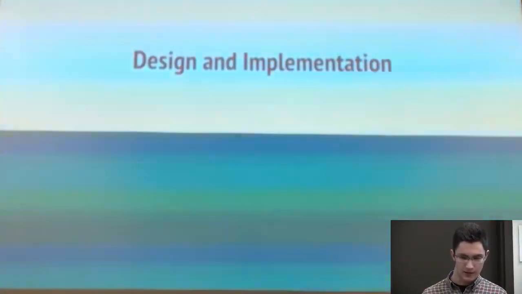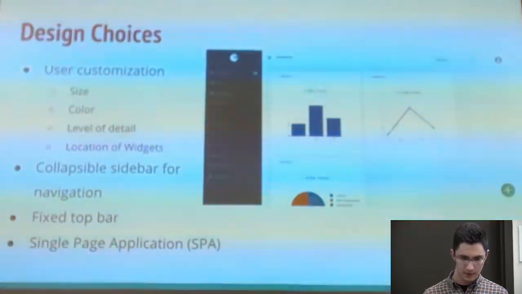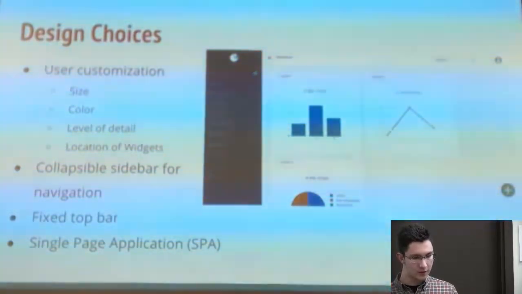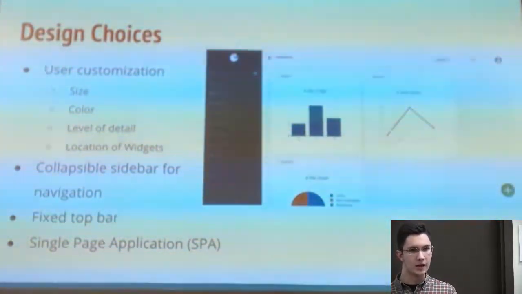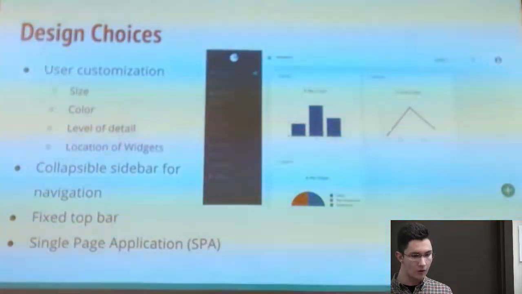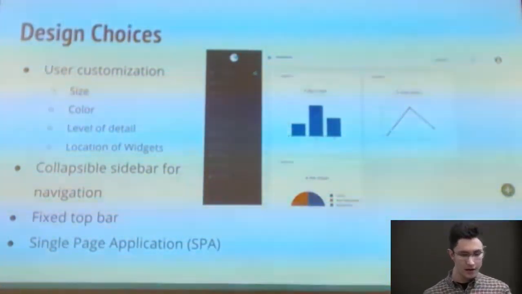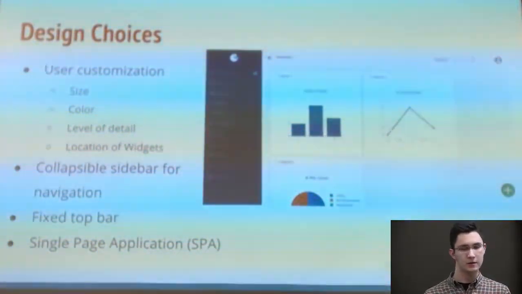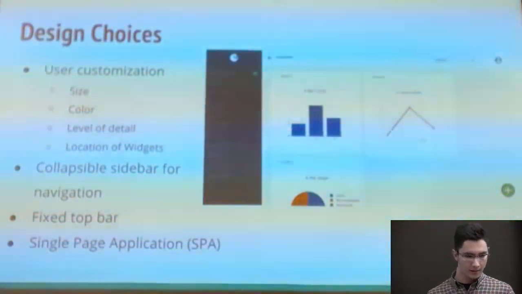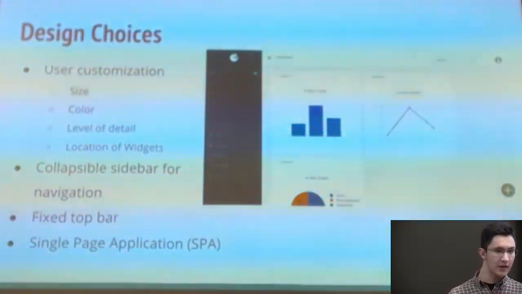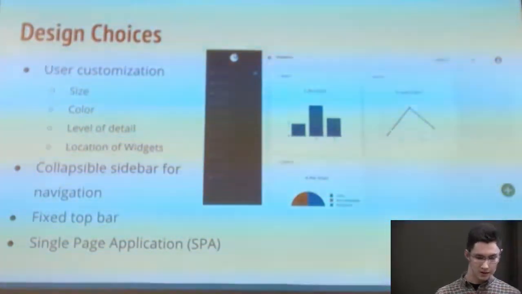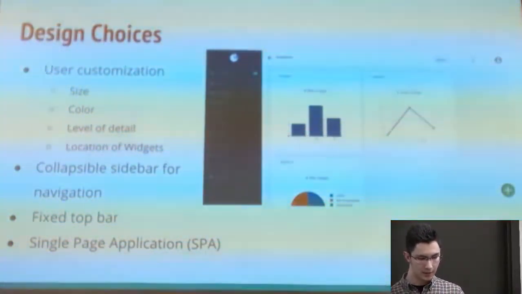So now we're talking a little about design and implementation. So here's a screenshot of our dashboard. Now one of the first things we want to focus on in our application is, again, user customization. This is kind of like the goal. So in the future we'll be able to customize size, color, level of detail, the location of the widgets on the screen, because again, not all store managers care about the same things. Everybody has their own preferences. We also have collapsible sidebars for navigation with a fixed top bar, and again we opted to create this as a single page application instead of a multi-page application.